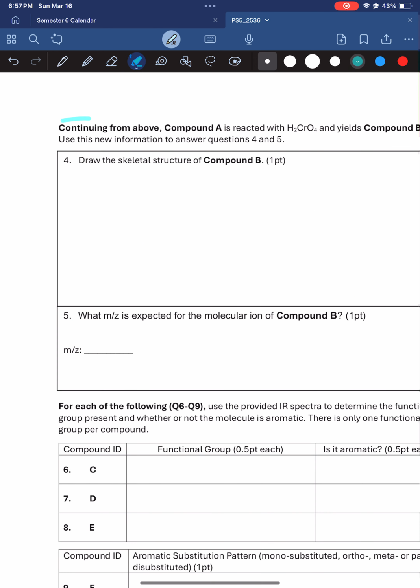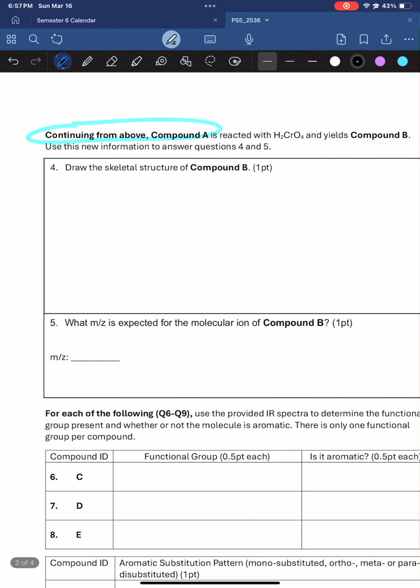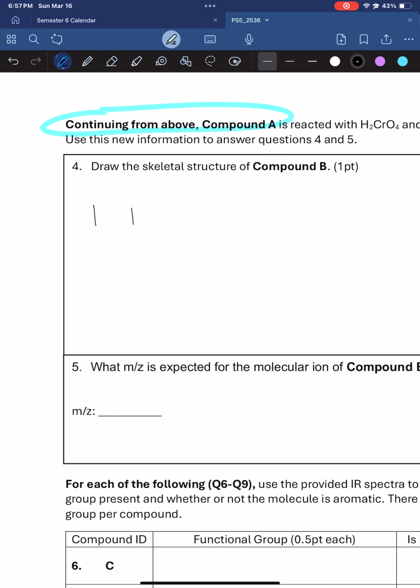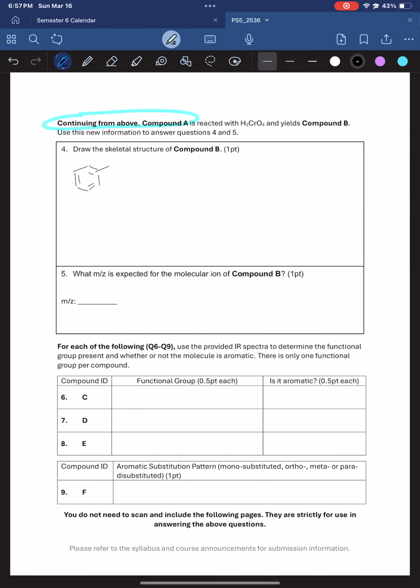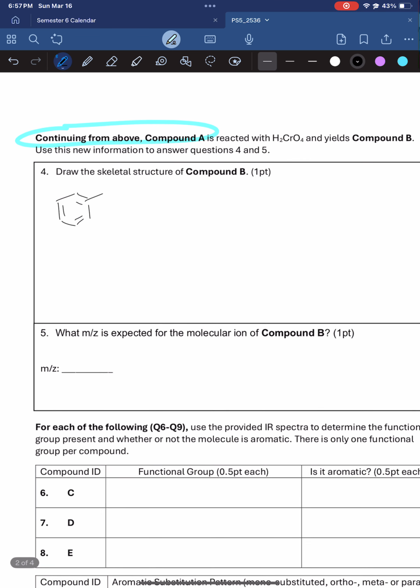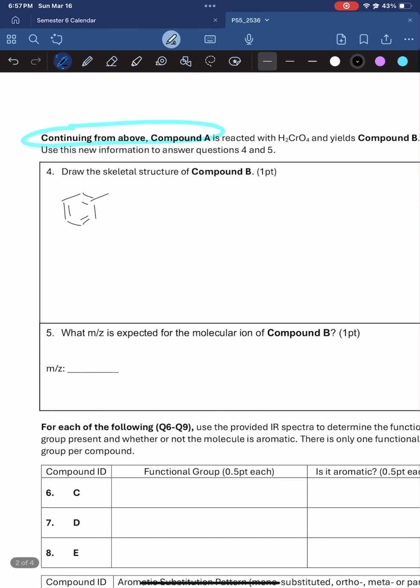Continuing from above, compound A. A lot of students didn't know where to kind of go from here, but if you just read the question, continuing from above, compound A, we're given this whole structure here, right? So that's kind of what we want to go with. Is reacted with H2CrO4 and yields compound B.